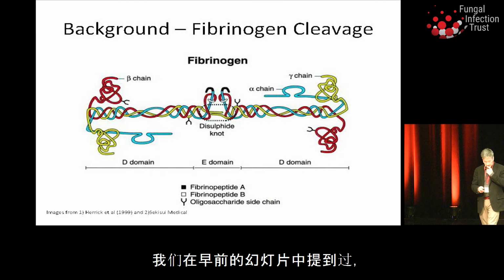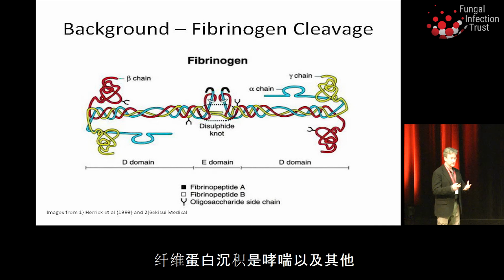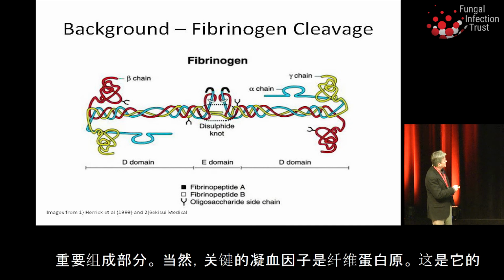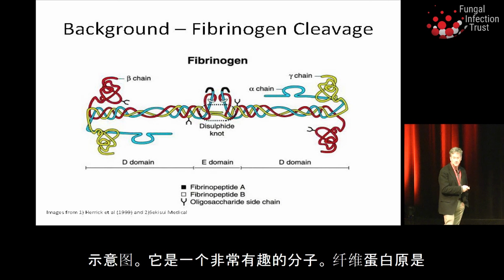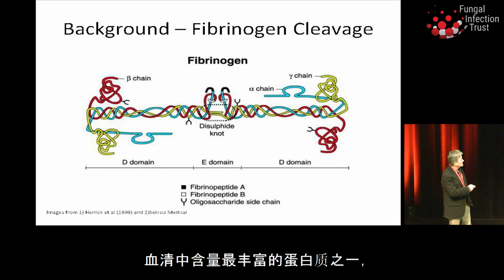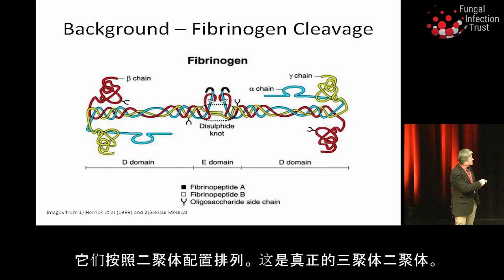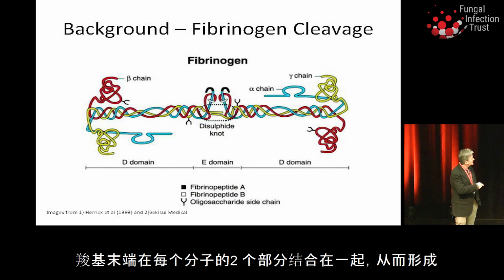So we mentioned in the earlier slide that fibrin deposition is a big part of what asthma and other allergic inflammatory disorders is all about. So the key clotting factor, of course, is fibrinogen. Here's what it looks like schematically. It's a very interesting molecule. Fibrinogen is, first of all, one of the most abundant proteins in serum, and it's comprised of 3 different polypeptide chains, alpha, beta, and gamma, and they're arranged in a dimer configuration. So this is really a trimer dimer. So the carboxy termini come together at 2 parts per molecule to create what's called the D domain, and the N termini come together to form what's called the E domain.